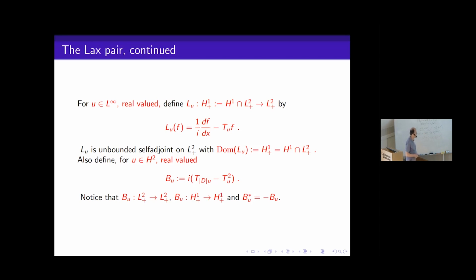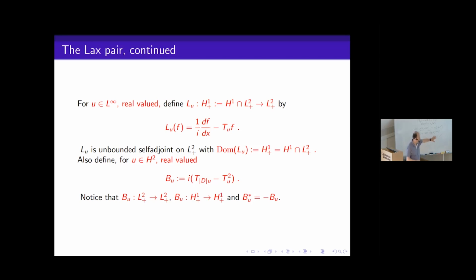And you can define, for a u which is a little more regular, in the Sobolev space H^2, this operator B_u, which is a bounded and anti-self-adjoint operator, given by i times T_{|D|u} minus T_u squared. Don't pay too much attention to the formula. They just exist. Just remember they exist.